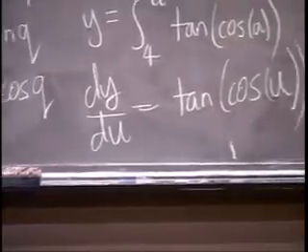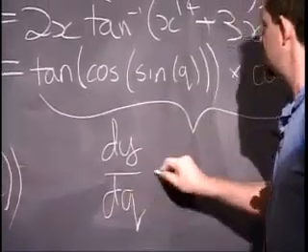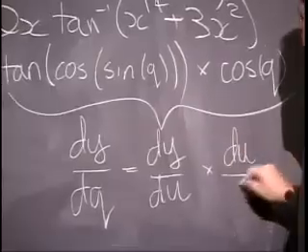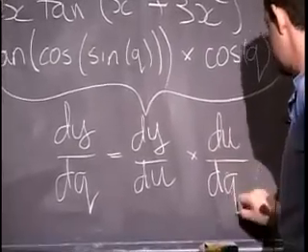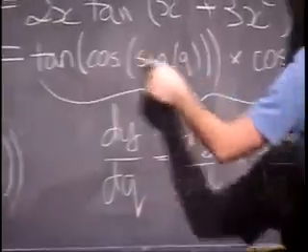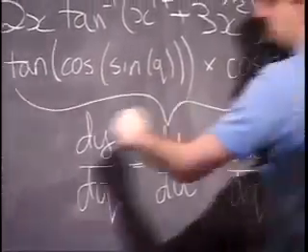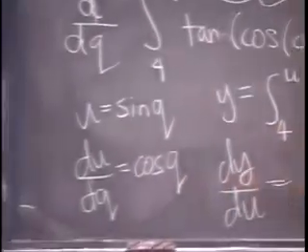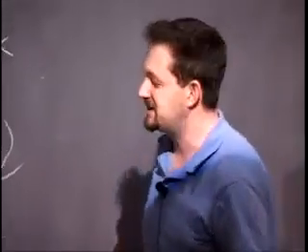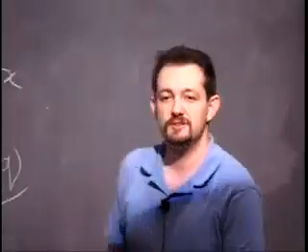So this expression is supposedly dy dq, be careful of your variables, is dy du times du dq. dy du is none other than this, because it's tan cosine u, and u is sine q. And here's du dq, which I got from over here. So I've been a little bit sparse in the writing down of the full solution, but hopefully you can go over it at your leisure.